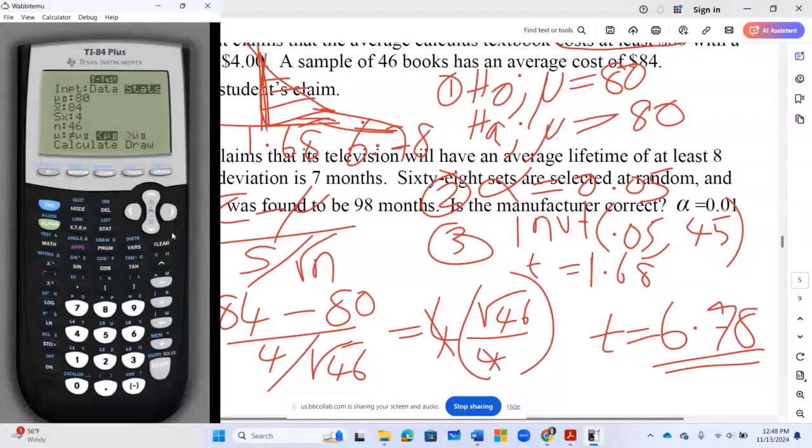the kind of test I'm doing is a right tail test. My calculator knows the kind of test I'm going to do. It's either a right tail test, a left tail test, or a two tail test. So I like to draw. You don't have to draw, but I like to draw. When I draw, I can get everything, including the value of t that I calculated. So the value of t I calculated, 6.78, falls into the rejection region.